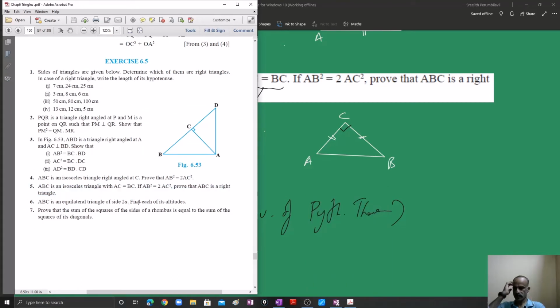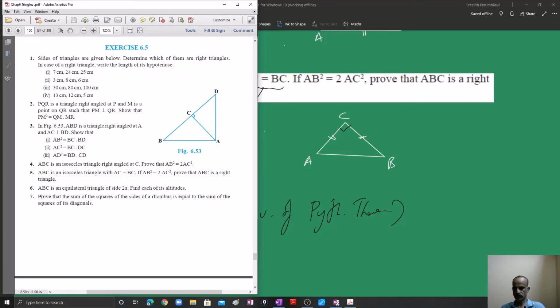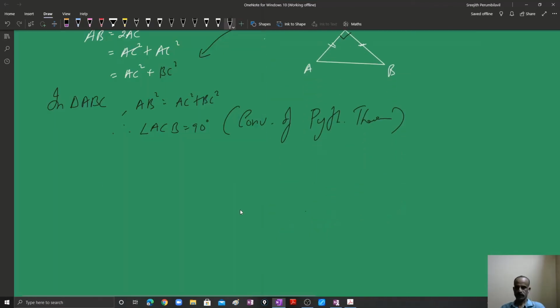ABC is an equilateral triangle of side A. Find each of its altitudes. We will be using this in a part of another question, so we will do it there. So question number 7.